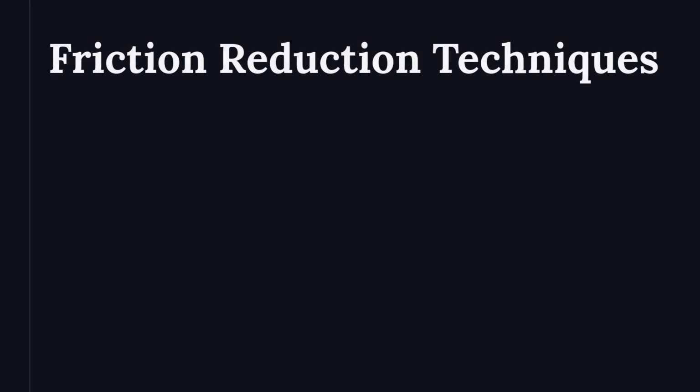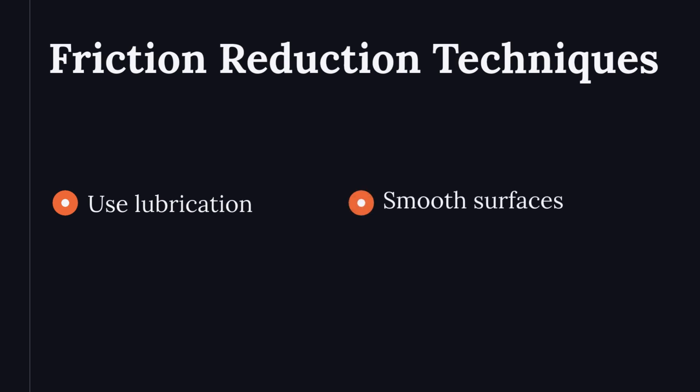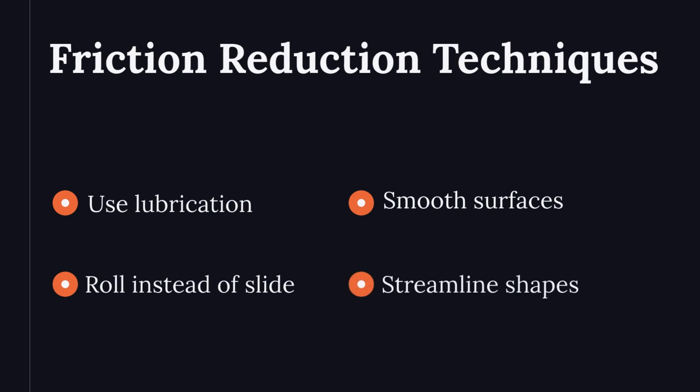Friction can be reduced using lubrication or smoothing surfaces. Rolling instead of sliding decreases friction. Streamlining shapes reduces air resistance. Selecting low-friction materials also helps. These methods improve efficiency in engineering applications.